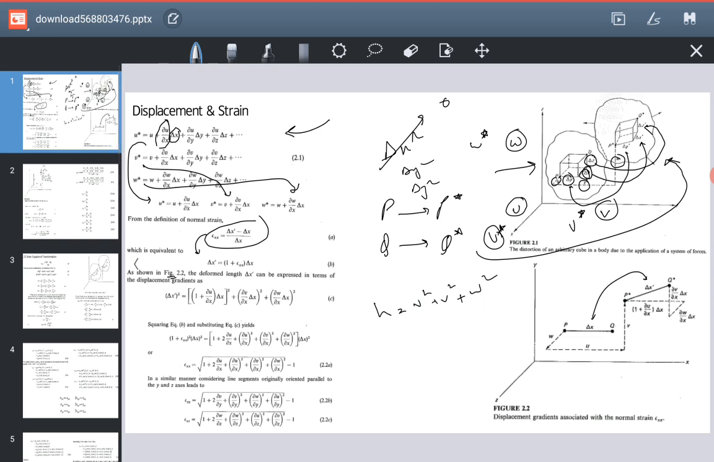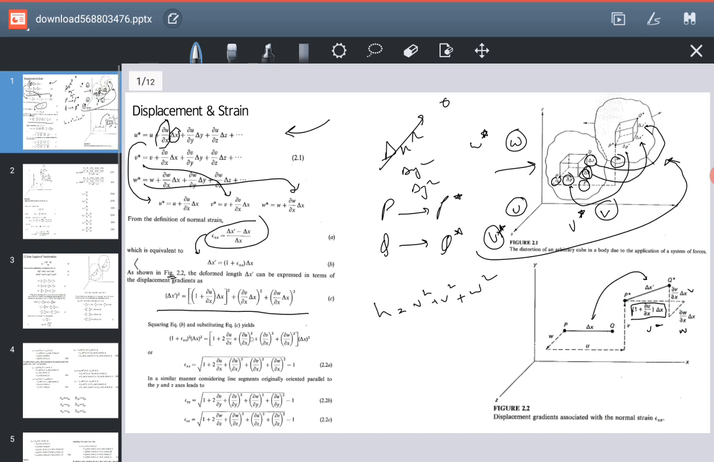Right, that is how it works. So what we have done: initially delta x is equal to u, but when it changes, it changes along every axis. So we calculate the change. Along x it will be 1 plus du upon dx, multiplied by delta x. This will be the u part, this will be the v part, and this will be the w part. Okay, so we did this and we get this equation.